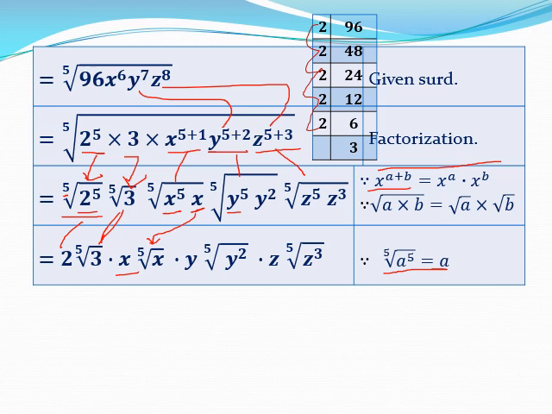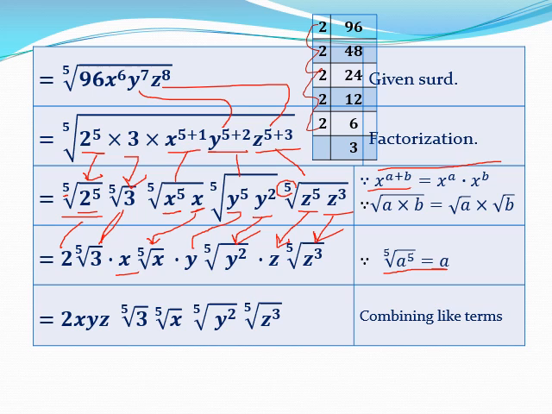Y raised to power 5 can be simplified as only y, and y raised to power 2 is not simplified, so we write it as fifth root of y square. And z raised to power 5 can be simplified by its order, and it becomes only z. So z raised to power 3 cannot be simplified, it is written as fifth root of z raised to power 3.